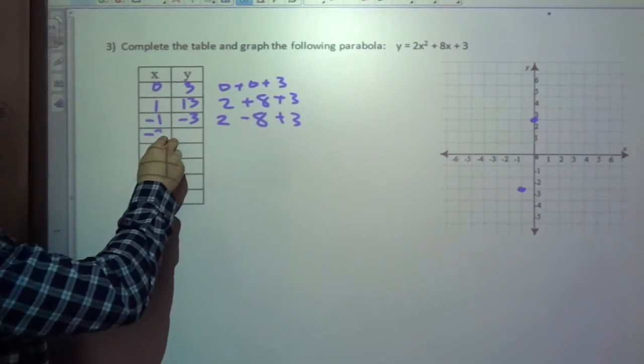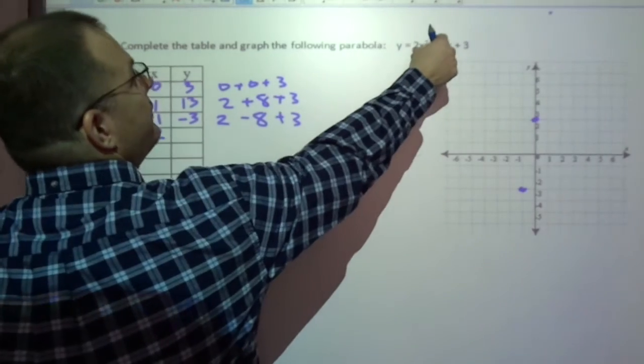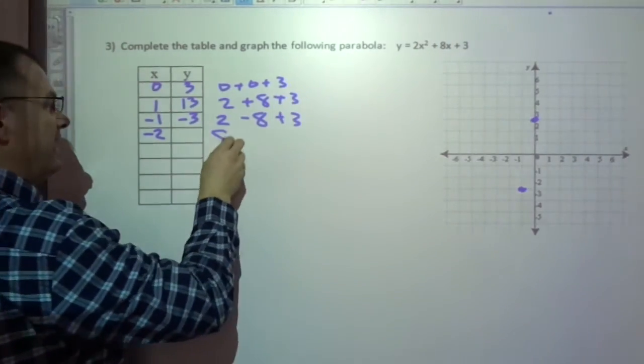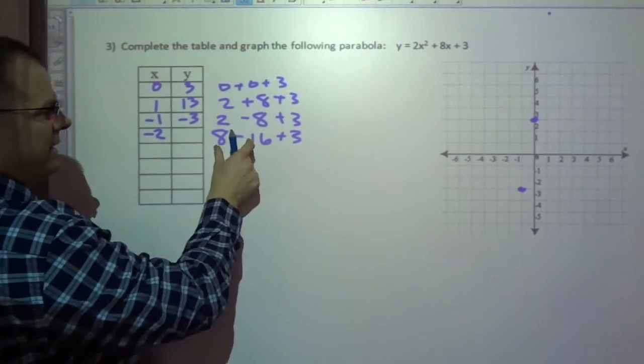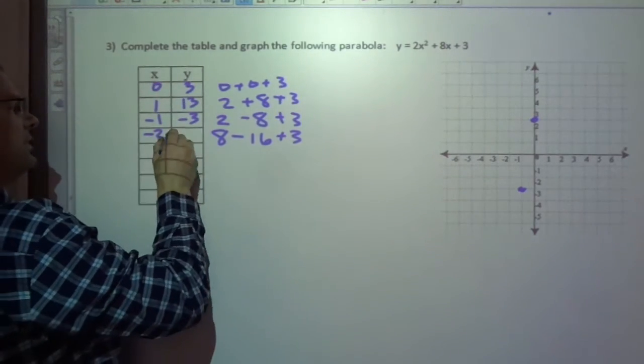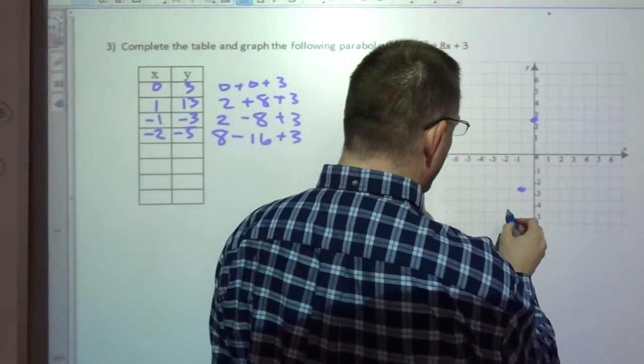How about negative 2? Negative 2 squared is 4. 4 times 2 is 8. Minus 16 plus 3. That's negative 8 plus 3, which is negative 5. So I am here. It's not coming up yet.